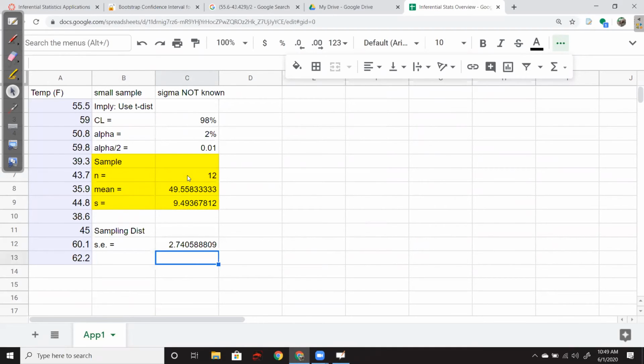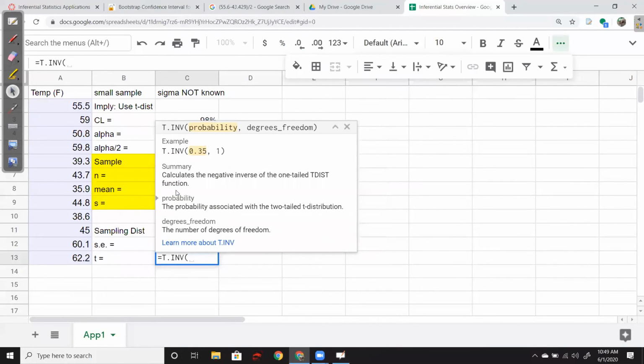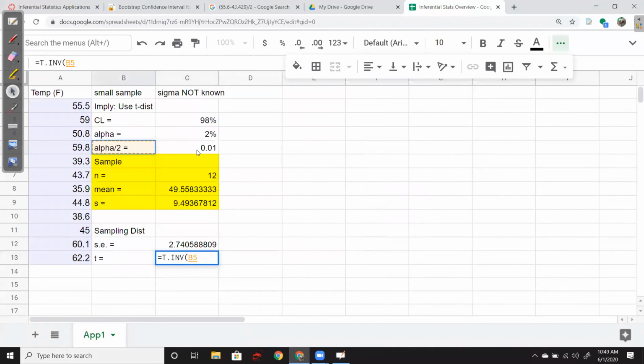And then I need to know the appropriate t-score. And I believe that's, let's see, t dot inverse. Okay, that's the one I want right there, I think. It's not giving me the description of it. There we go. Calculate the negative inverse one-tailed t-dist. Yes, that is what I want, one-tailed. So then it says, okay, what's your one-tail probability? So that was that alpha over 2 up here.